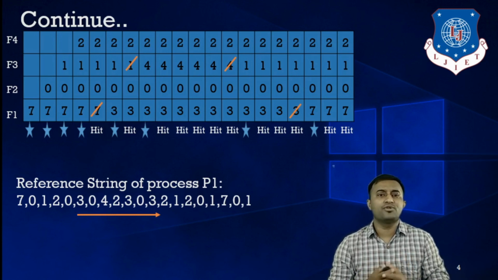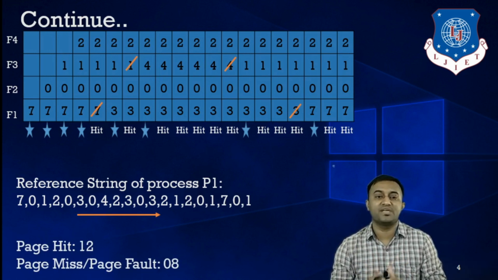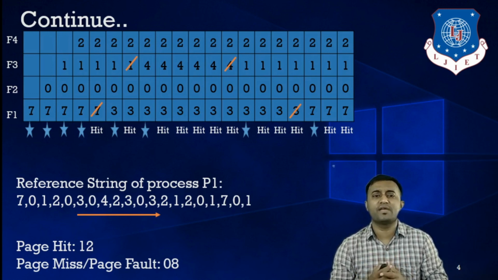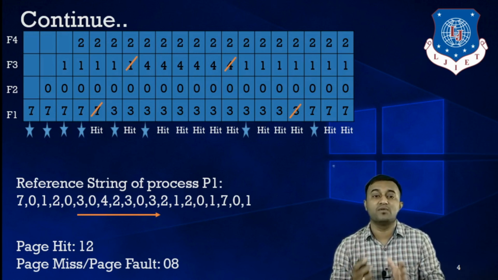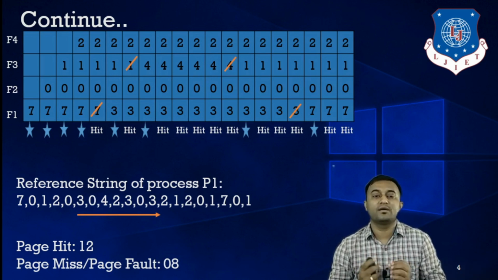So now you need to calculate the number of hits and number of page faults. So number of hits are 12. So you can calculate how many hits we have, and number of page faults are 8. So how many total references do we have in the reference string? 20. So 20 pages we have of a particular process P1, and out of 20, 12 page numbers are considered as hit, and the remaining 8 would be considered as page fault.